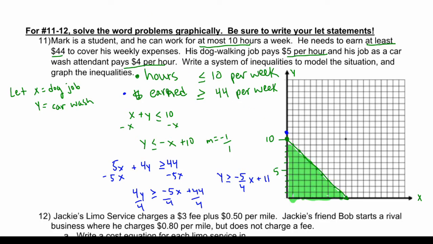All right. For his blue line, that is his job, what's our slope? Wrong color. Negative 5 over 4. So down 5, right 4. So we're going to go down 1, 2, 3, 4, 5, and right 1, 2, 3, 4. Down 5, right 4.